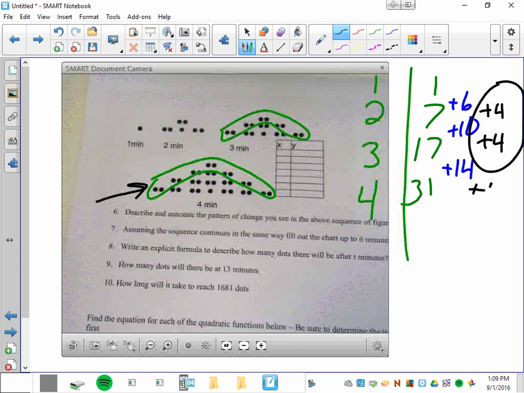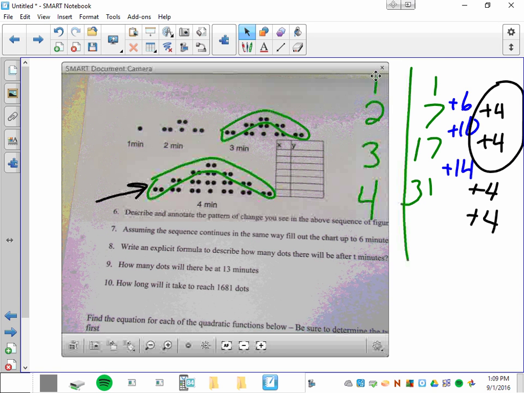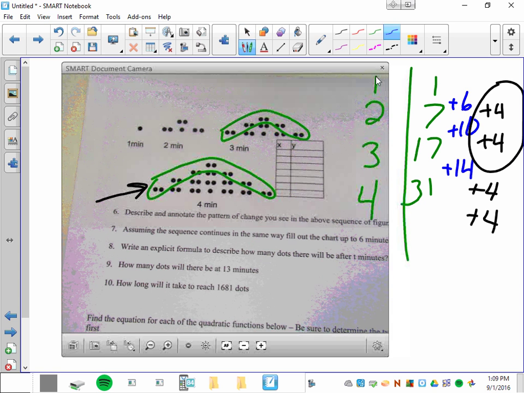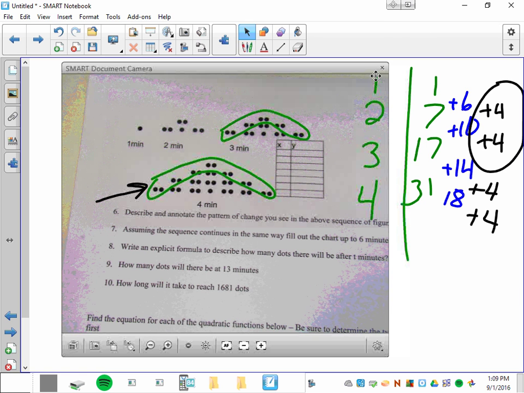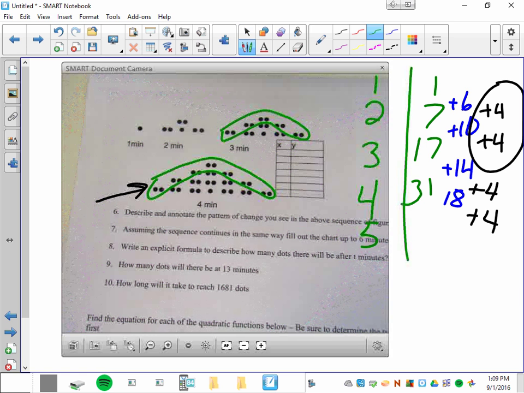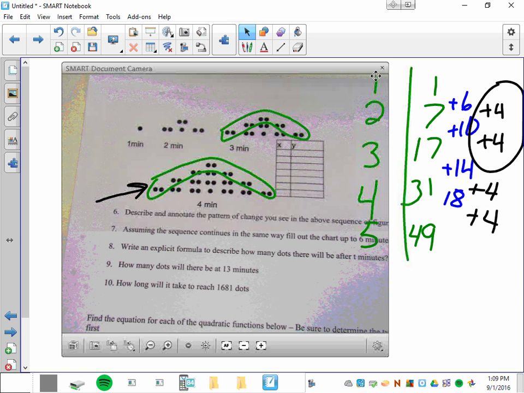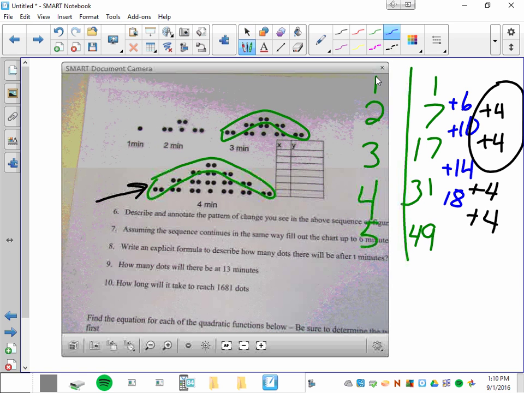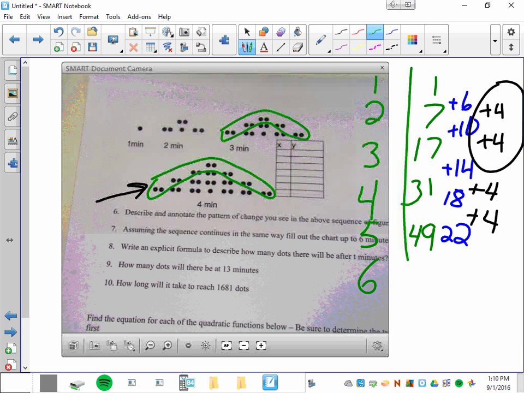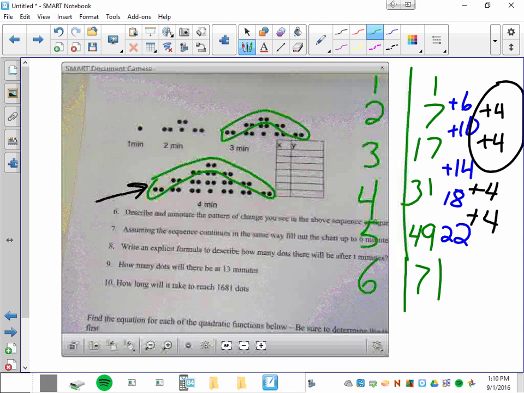So if the second differences are always plus 4, then 14 added to 4 is going to give me a first difference of 18, which means at 5 minutes, 18 and 31 is 49. And 18 and 4 make us a first difference of 22. So at 6 minutes, 49 and 22 is going to be 71. So there should be 71 dots at 6 minutes.